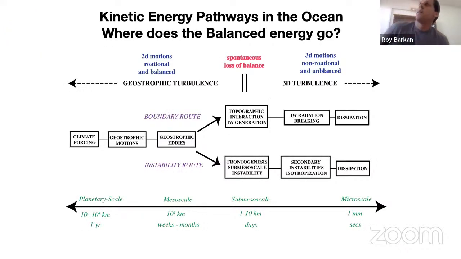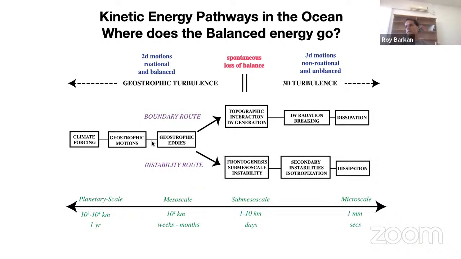And so the basic question that we're asking, and people have talked about it before, and I think it's not new to the people in the audience here, is where does the balanced kinetic energy go in the ocean? We have this basic idea where we're inputting a lot of energy at planetary scales, thousands of kilometers and time scales of a year. This forces large-scale geostrophic motions that undergo baroclinic instability and form mesoscale geostrophic eddies that, because they're constrained by rotation and stratification, are expected based on geostrophic turbulence theories to transfer energy to larger scales. But of course, we know that energy has to dissipate at micro scales in the end. And so the question is, how does this happen?